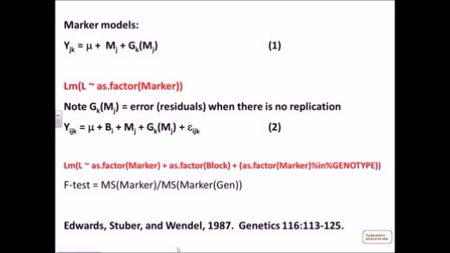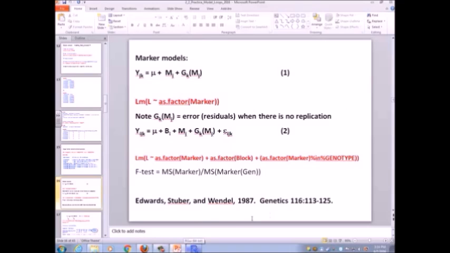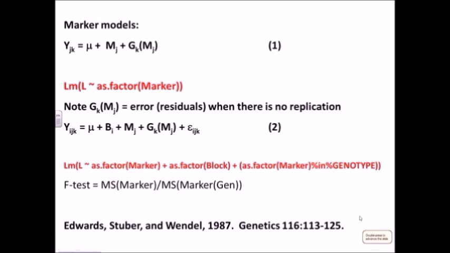We're going to talk about our marker trait models. The Edwards, Stuber and Wendell 1987 paper lays out a theoretical basis for using regression to test for marker trait associations. And the basic marker model is of the form y is equal to mx plus b, right? It's a linear regression model.